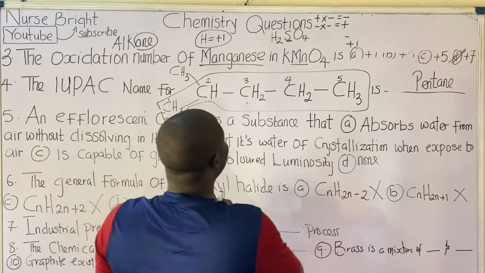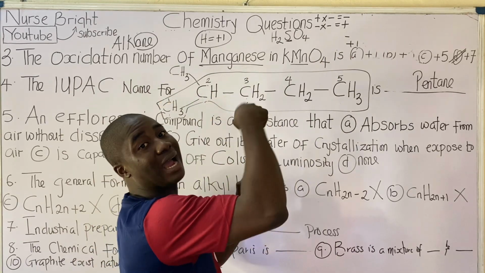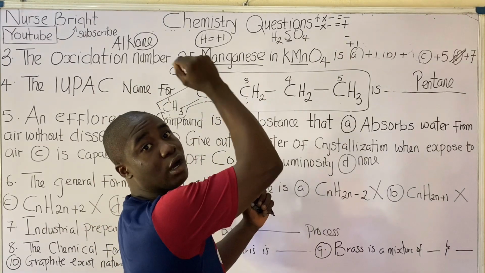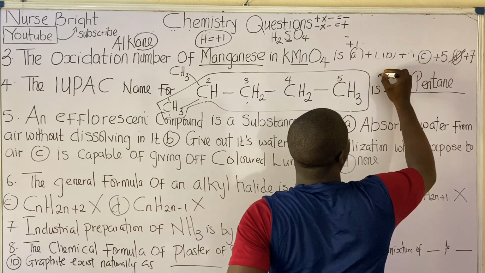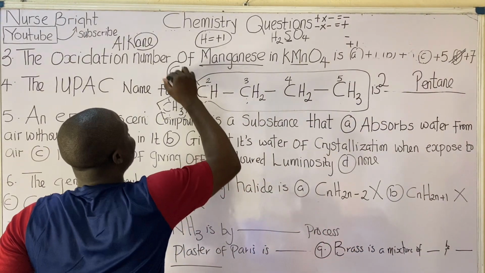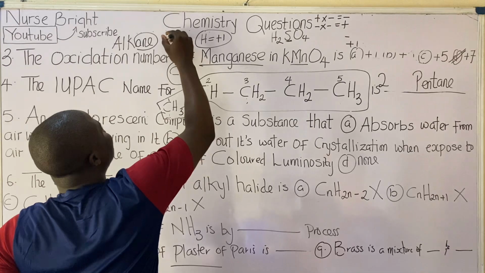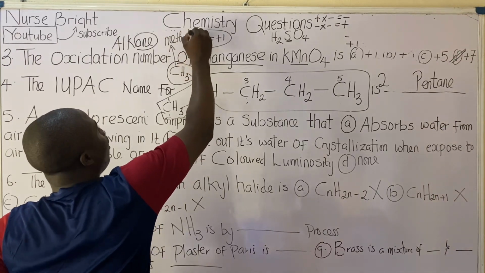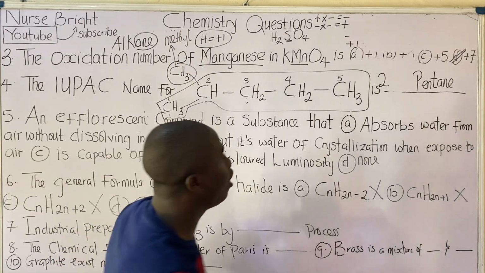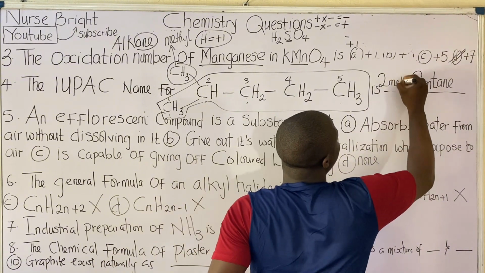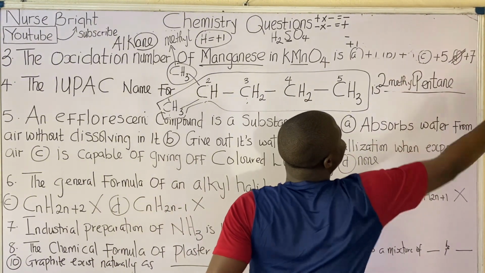So you can see that the forward direction counting was smallest for the branch, and it fell under carbon 2. And this branch has a name. It is called methyl. Do you understand? It has a name, it's called methyl. So definitely it should be 2-methylpentane.